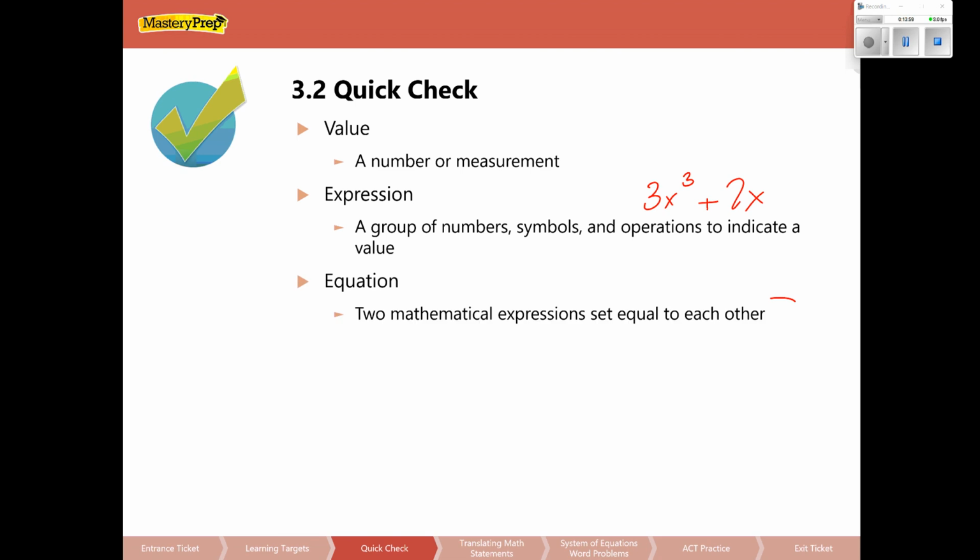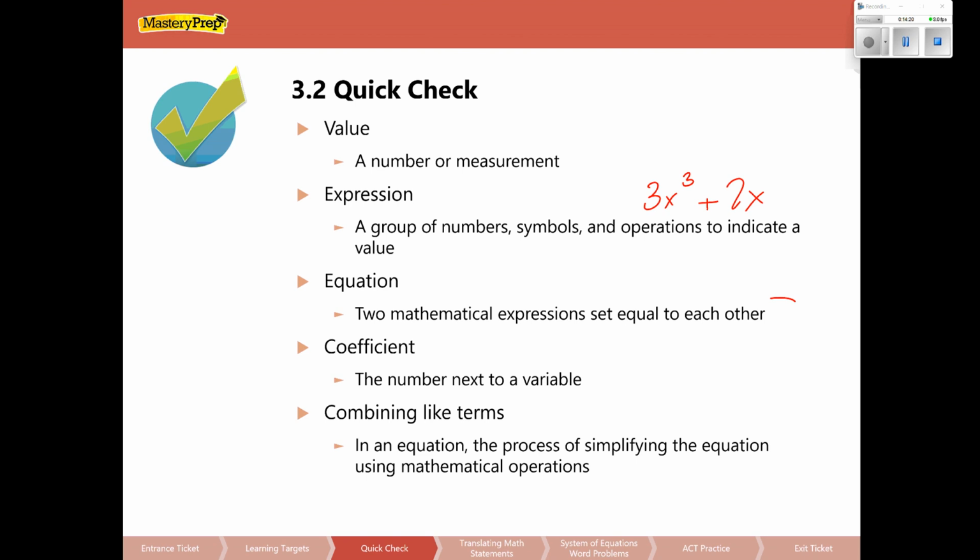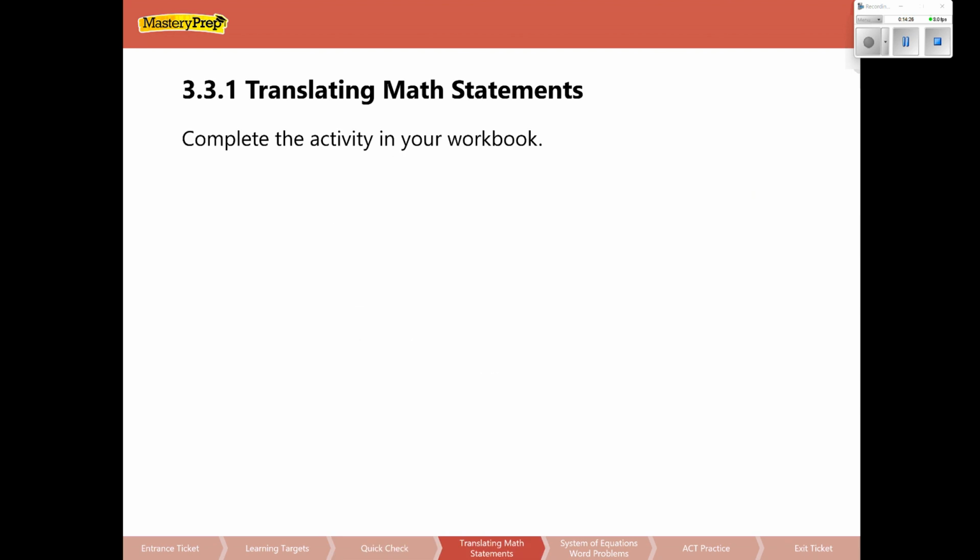An equation is two mathematical expressions set equal to each other. We're talking about something being equal when we're talking about an equation. Coefficients are just the numbers next to a variable. A coefficient is a number in front of a variable. And combining like terms is, in an equation, the process of simplifying, adding the things that are the same variables, same expressions together. Now the last thing we'll end up doing in here is this activity in your note sheet on 3.31.